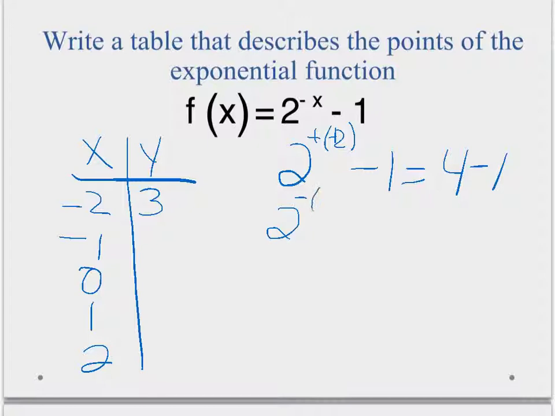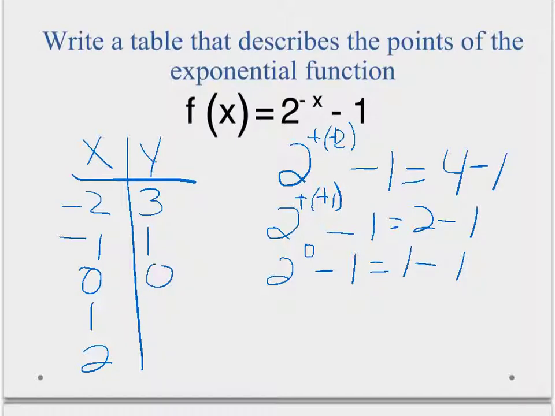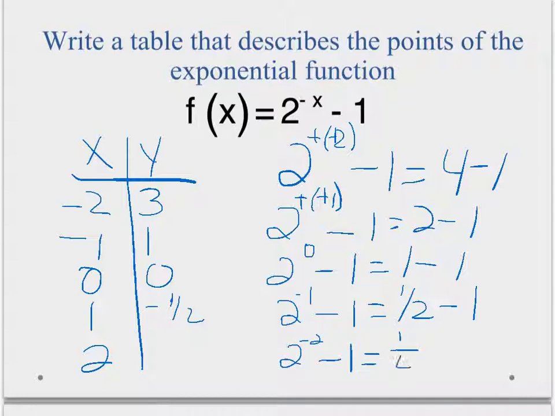Similarly with the negative 1, 2 to the negative negative 1 makes it positive, so we get 2 minus 1, which is 1. And then 2 to the 0 is 1 minus 1, so that's 0. And 2 to the negative 1 minus 1 is 1/2 minus 1, which is negative 1/2. And then 2 to the negative 2 minus 1, that's 1/4, and 1/4 minus 1 is negative 3/4.